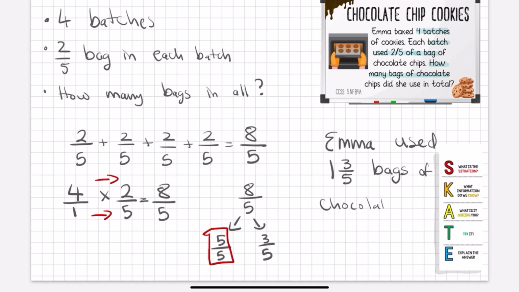We went pretty fast today. If you weren't able to get that same answer using either strategy, check out some other fraction videos.